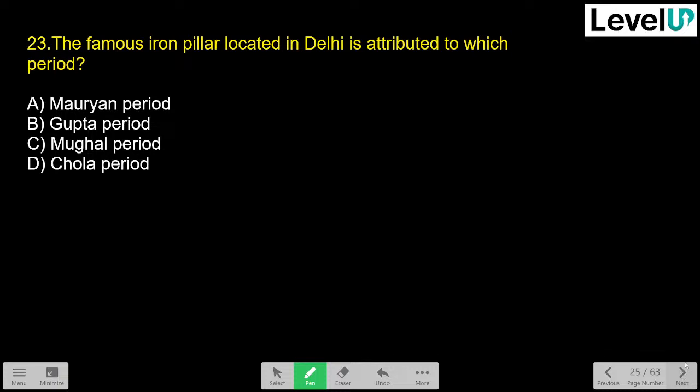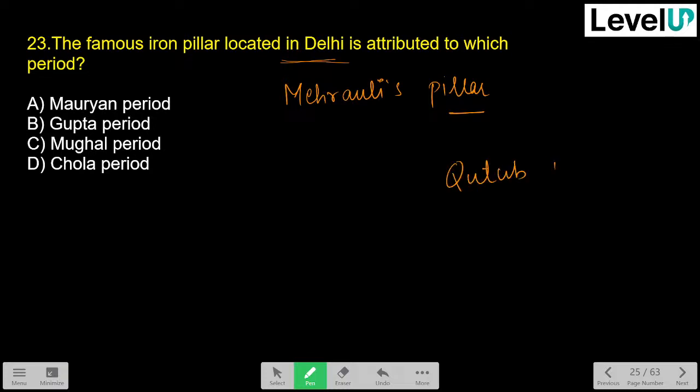The famous iron pillar located in India, in Delhi, is known as Mehrauli's pillar. So it is in the compound of what? It is in the compound of Qutub Minar, where the Qutub Minar is established, or you can say constructed.